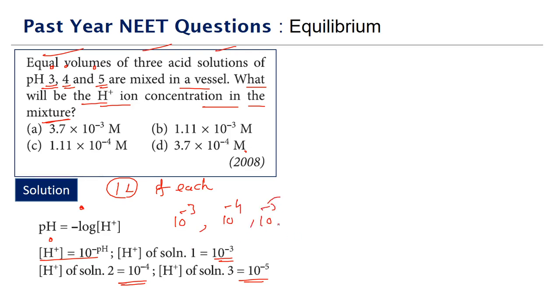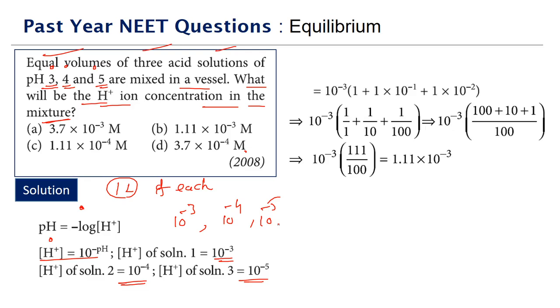So if you look at the 1 liter solutions, we are mixing them together. The total H plus amount will be equal to what? 10 to the power minus 3 plus 10 to the power minus 4 plus 10 to the power minus 5. So if we take 10 to the power minus 3 common, it will be 1 plus 1 into 10 to the power minus 1 plus 1 into 10 to the power minus 2. 10 to the power minus 4 can be written as 10 to the power minus 3 into 10 to the power minus 1, and 10 to the power minus 5 can be written as 10 to the power minus 3 into 10 to the power minus 2. So now we take the 10 to the power minus 3 common out. So this is 1 plus 1 by 10 plus 1 by 100.